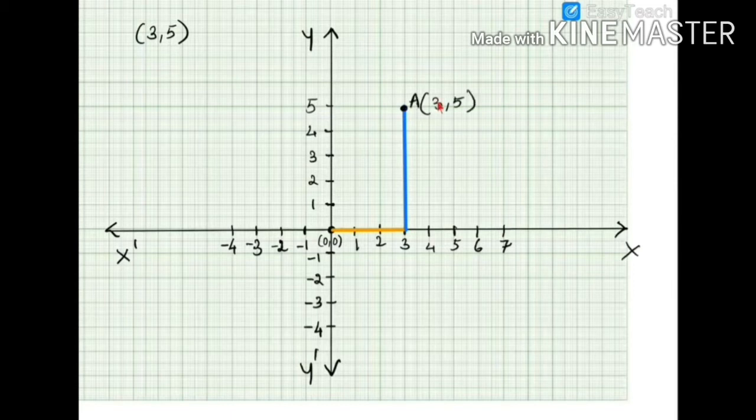So the x coordinate of this point is the perpendicular distance from the y-axis, which I have shown with orange color. The y coordinate of this point is the perpendicular distance from the x-axis, which I have shown with the blue color. So this point is in the first quadrant, as both its coordinates are positive. Let's plot another point.